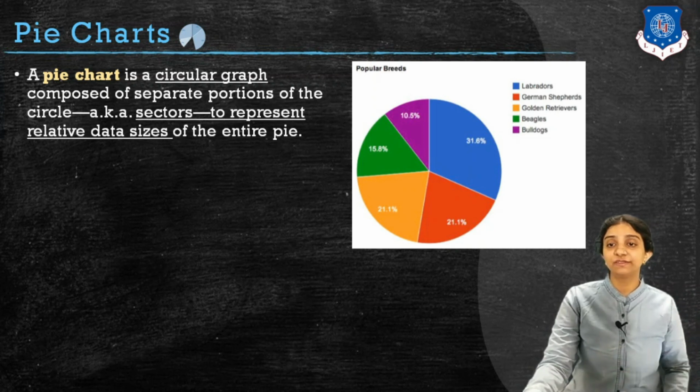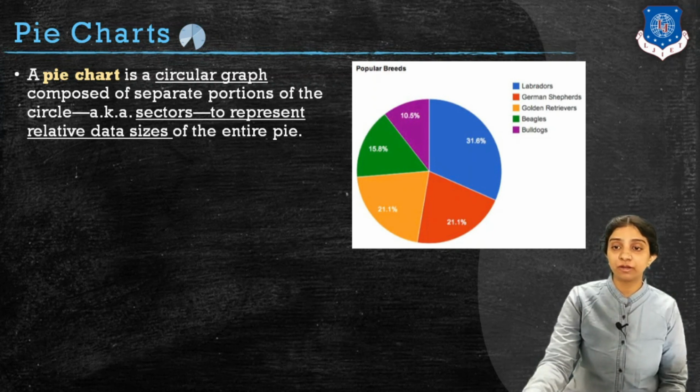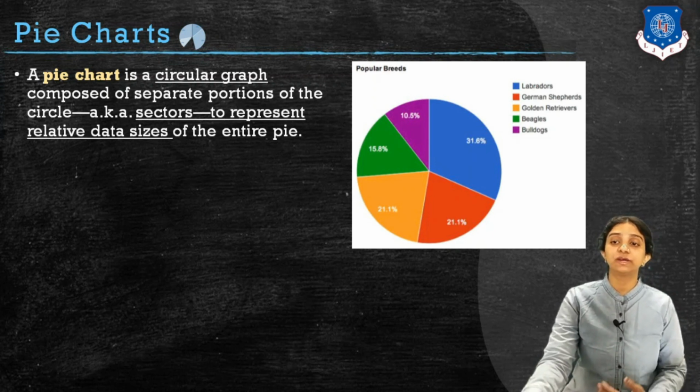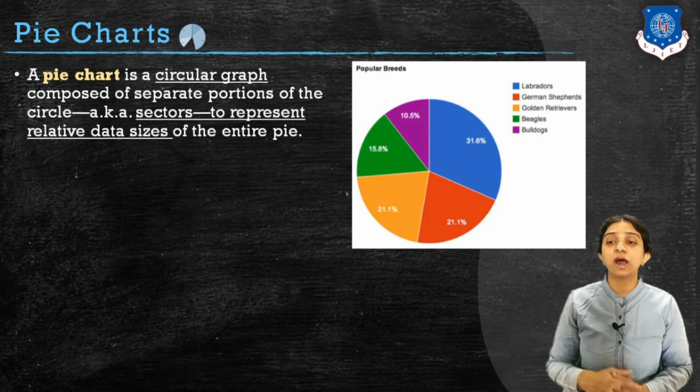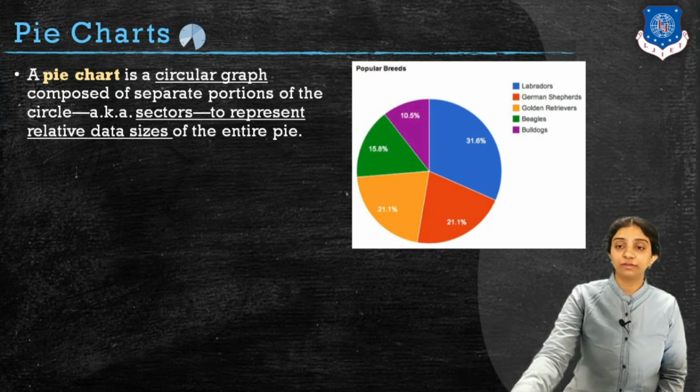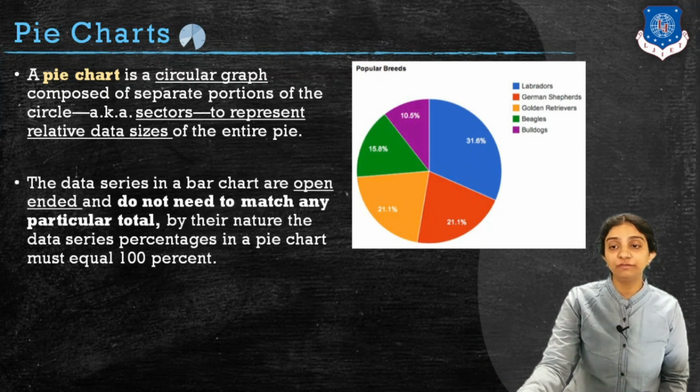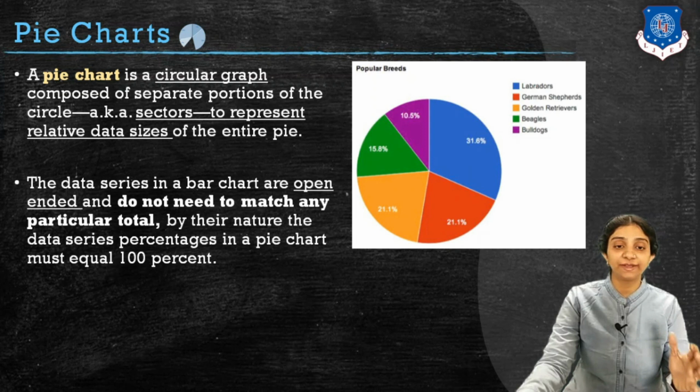Say for example, this is the popular breeds of dog, where blue color are Labradors, orange colors are German Shepherds, yellow color is Golden Retrievers, then green are Pugs, and 10% purple are the Bulldogs. So these are nothing but popular breeds of the dog around some collected data.